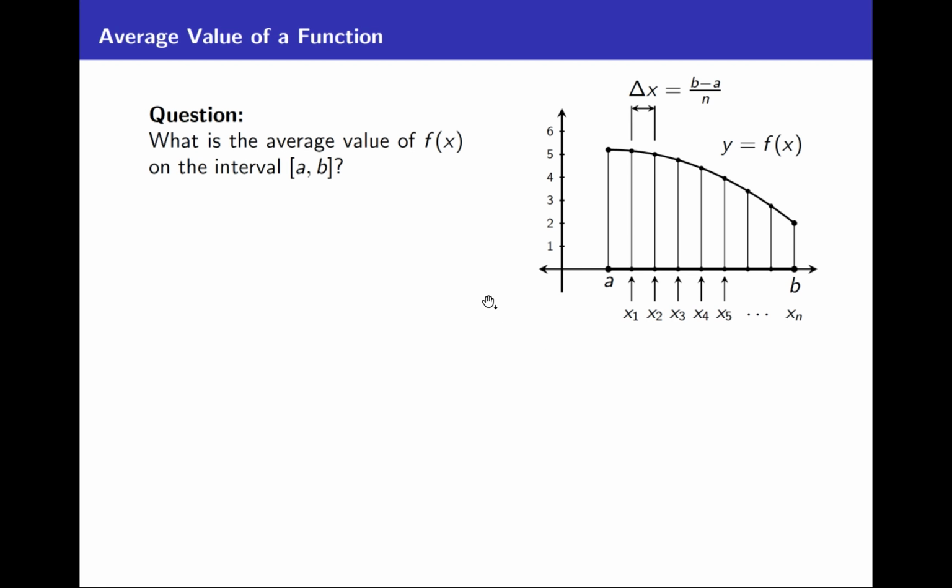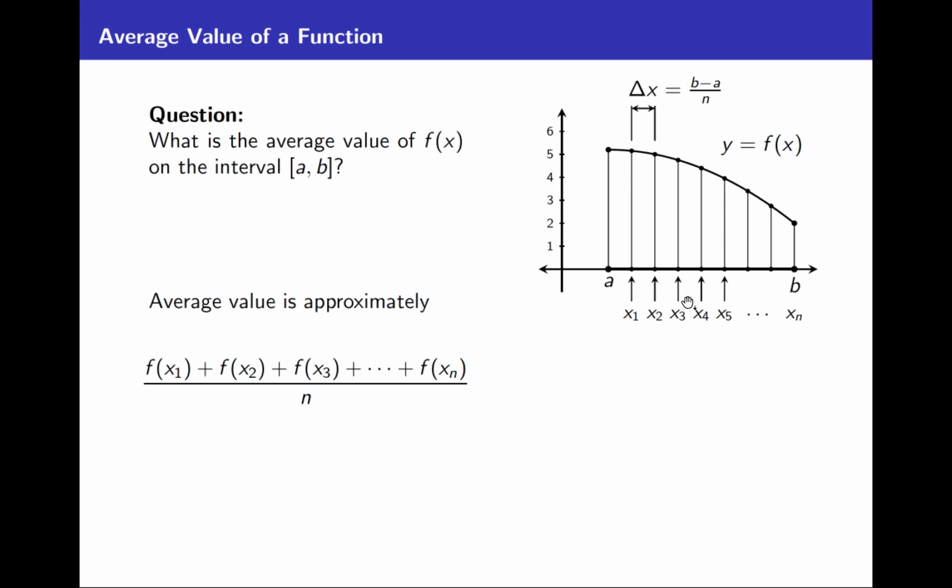And what you could do here is just take f of each one of these sample points, and you've got n sample points, so you'd add up f of each one and divide by the number of sample points you have, which is n. So the average value of f of x when x is between a and b is approximately equal to the sum of the f's of all of these sample points, f of x1 plus f of x2 plus f of x3, all the way to plus f of x sub n, divided by the number of samples that you have, which in this case is n.